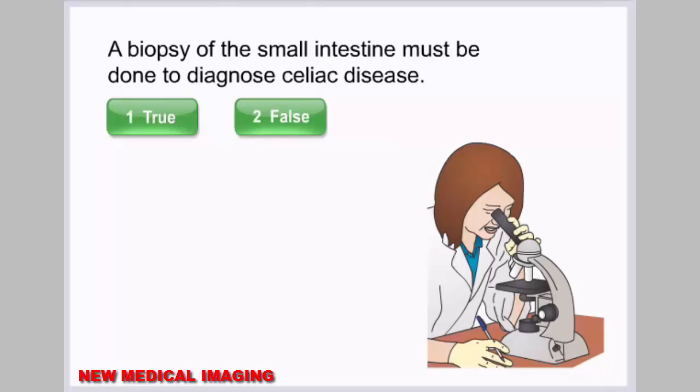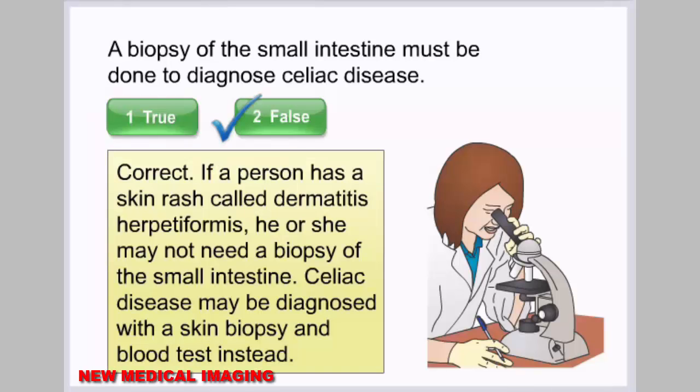A biopsy of the small intestine must be done to diagnose celiac disease. Select true or false. Correct. If a person has a skin rash called dermatitis herpetiformis, he or she may not need a biopsy of the small intestine. Celiac disease may be diagnosed with a skin biopsy and blood test instead.